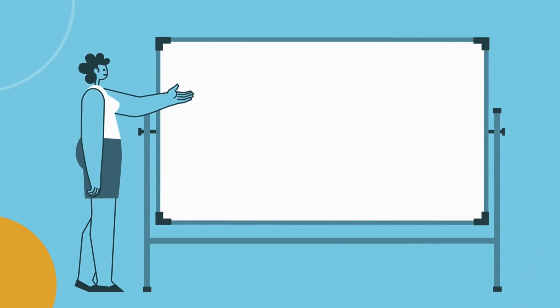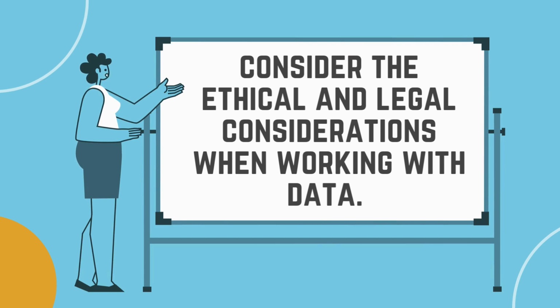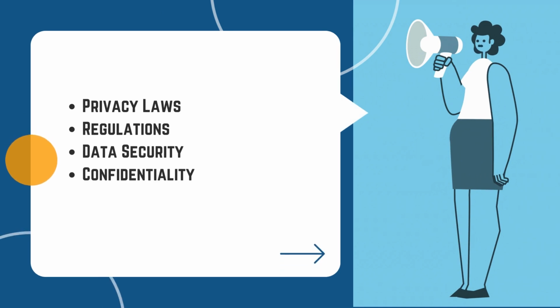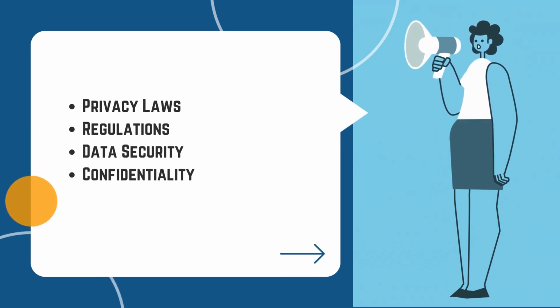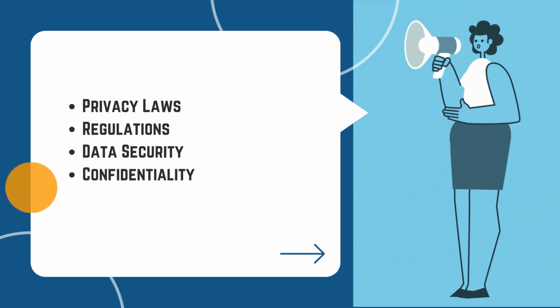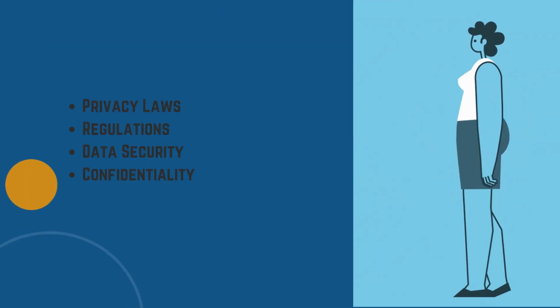In addition to understanding the data domain, it is also important to consider the ethical and legal considerations when working with data. This includes understanding any data privacy laws or regulations that may apply to the specific domain, as well as any potential issues related to data security and confidentiality.